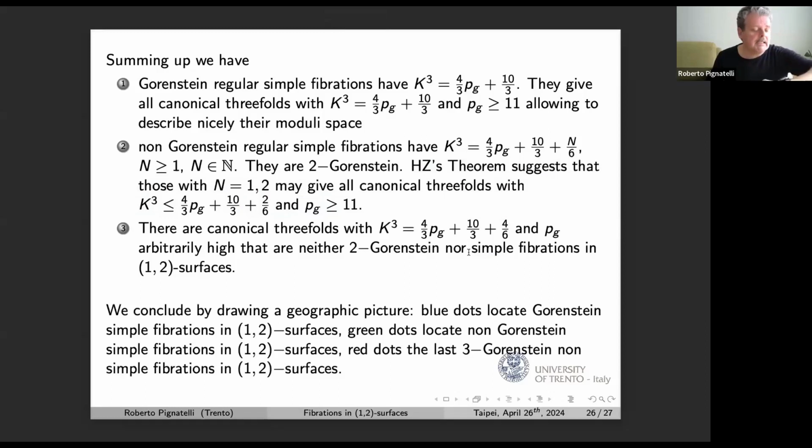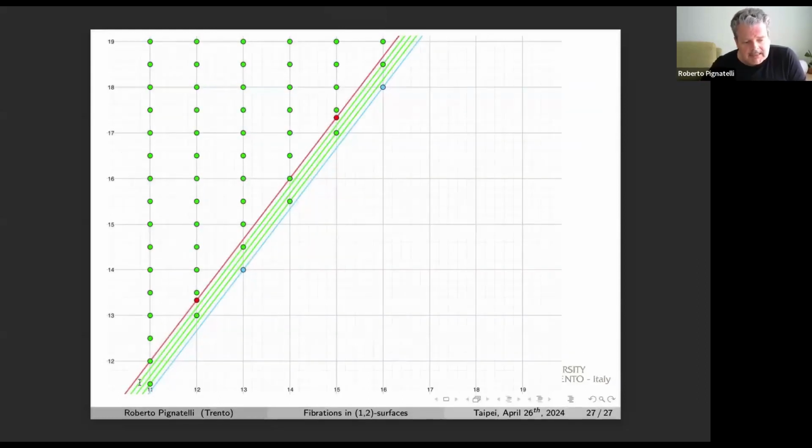And so the last slide is a picture where I show you what I do understand, a sort of geographical picture. Blue dots locate Gorenstein simple fibrations. On the x-axis, I put the PG. On the y-axis, I put the volume. And this blue line is given by Noether's inequality, which tells you that at least for PG bigger than 11, which I'm doing, everything is over this blue line. And you see, we have classified the blue line.